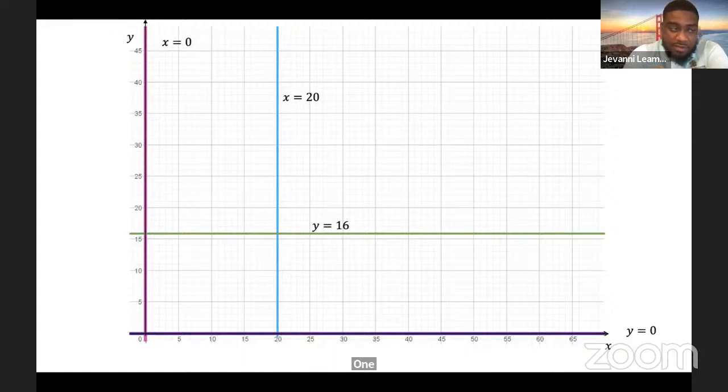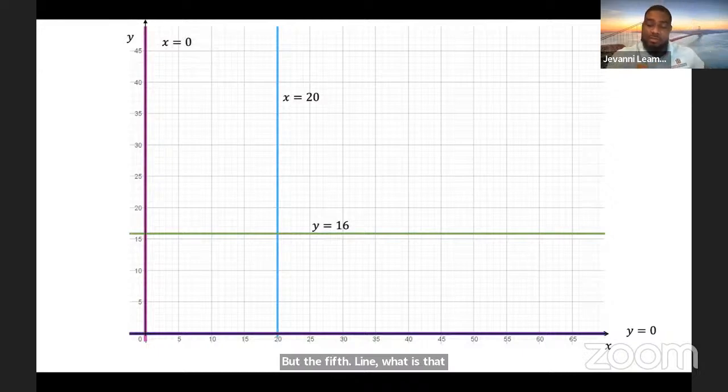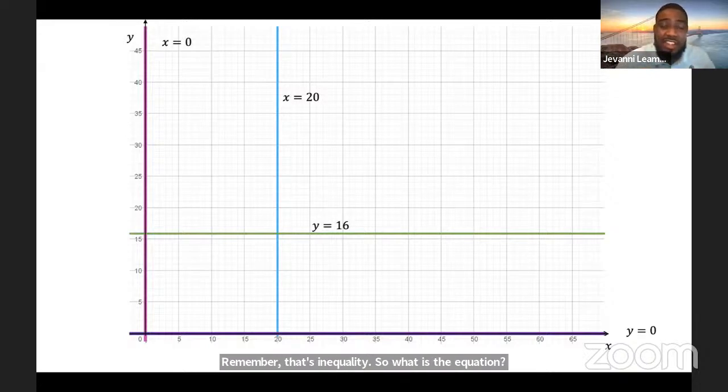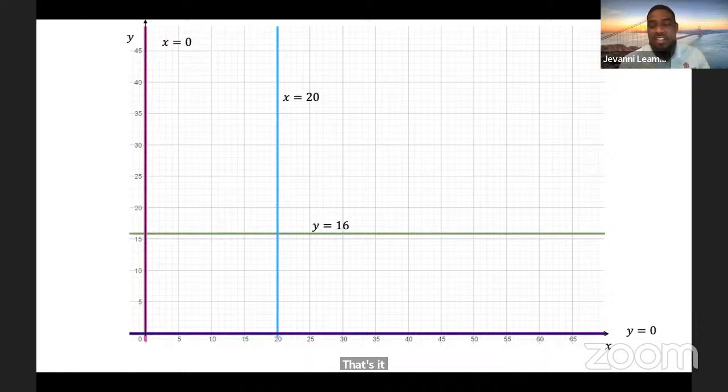For the 5th line, what is that equation? Y equals X plus 30. X plus Y, continue. Lesser than or equal to 30. Remember, that's the inequality. So what is the equation? Remember, an equation has a what? Equal sign. All right, so what is the equation? X plus Y is equal to 30.